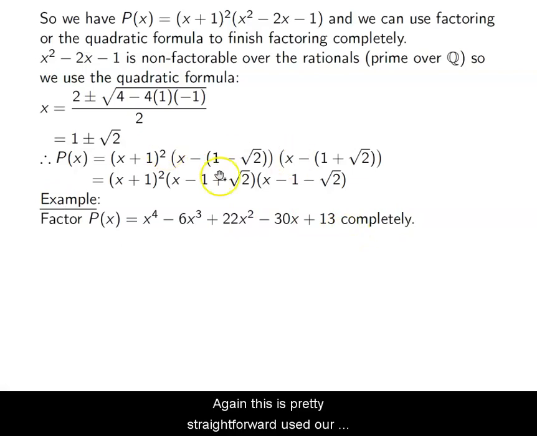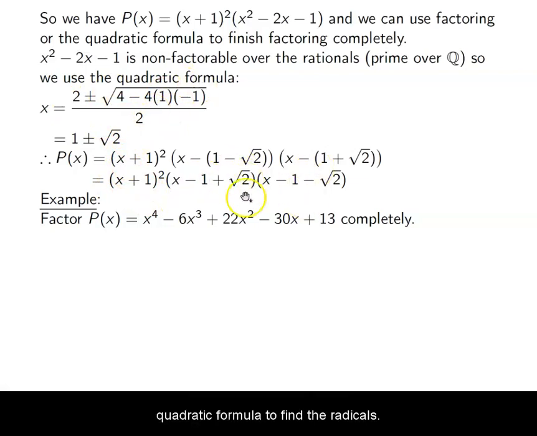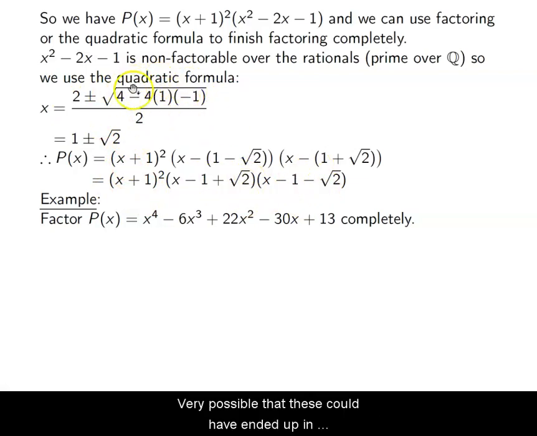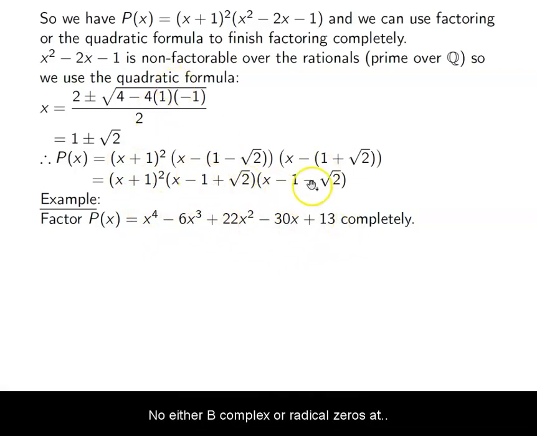Okay. So again, this is pretty straightforward. We used our standard method to whittle our polynomial down, then use the quadratic formula to find the radical zeros. Very possible that these could have ended up being complex. Most likely that's probably what's going to end up here, right? We're going to do the same thing. We're going to whittle our polynomial down till we can get to a quadratic. It'll either be complex or radical zeros at that point.